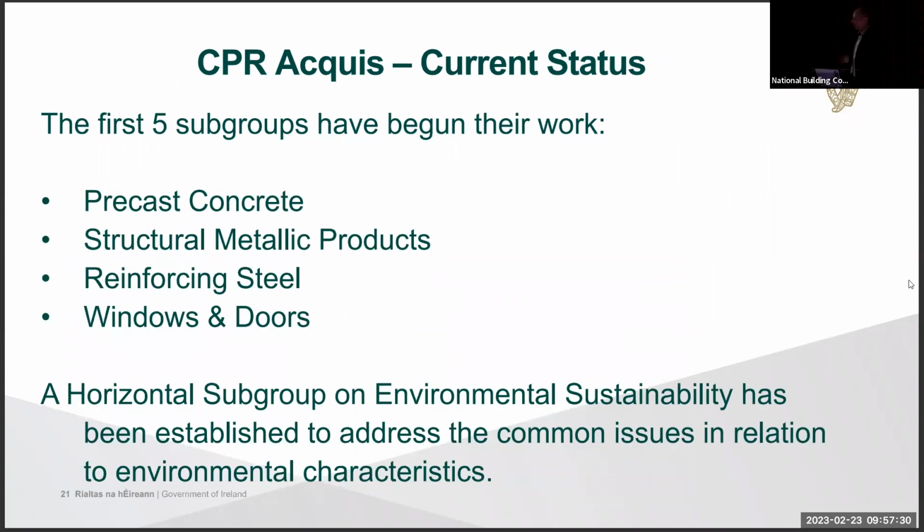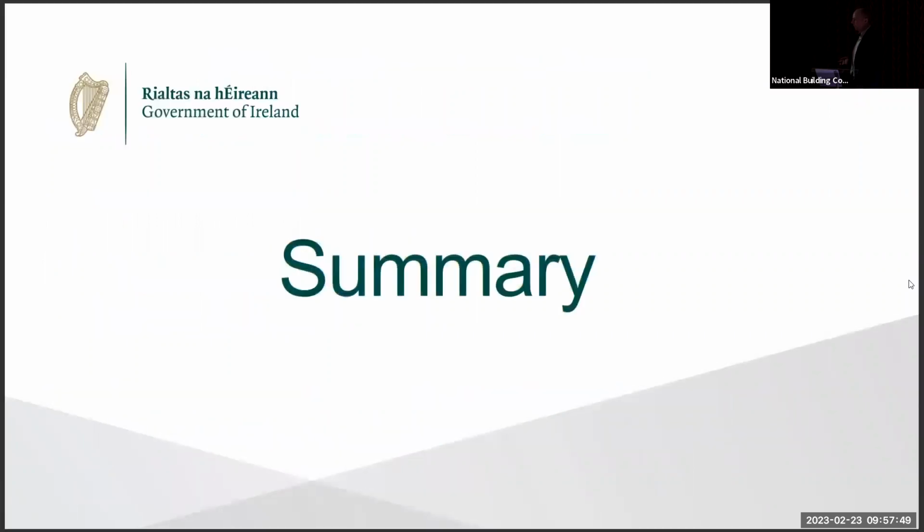And in addition, a horizontal subgroup on environmental sustainability has been established. So this is to look again at how we count carbon in products. It's not a product specific assessment. It obviously applies across all of the construction products. We want a common basis for counting these things.